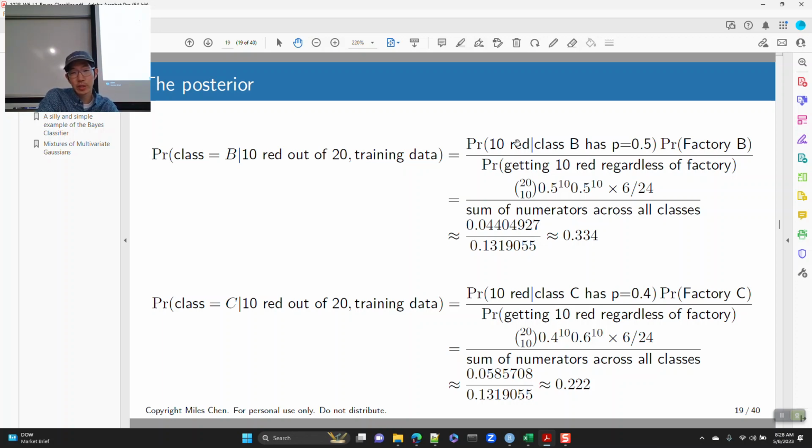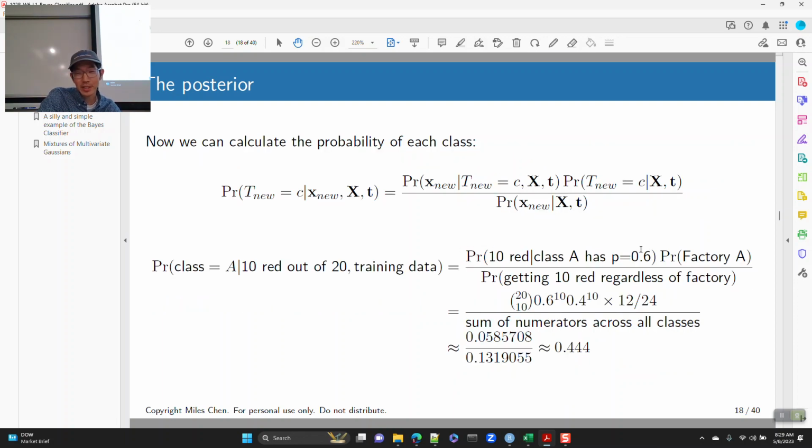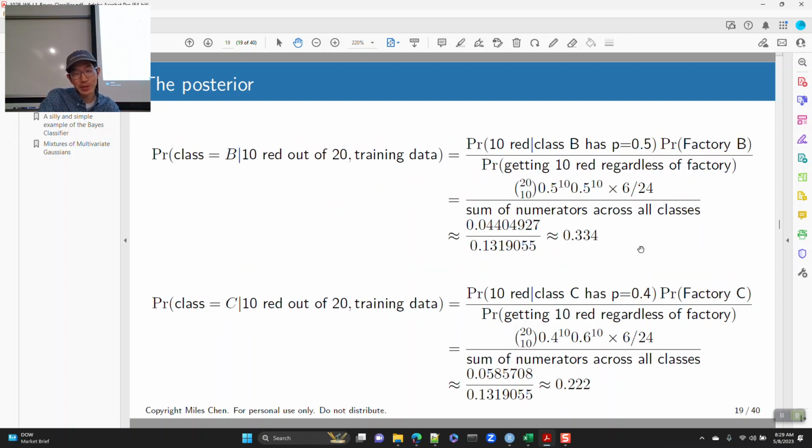We do the same thing for class B and class C. To get our numerator for class B, we ask, what's the probability of getting 10 red out of 20 marbles if it comes from class B? Class B has a filling proportion of 0.5, so we have the binomial probability there. Factory B is responsible for a quarter of marble production, so we get 0.334, and for class C we get 0.222. So it's not exactly 4/9, 1/3, and 2/9, but it's pretty close to that.